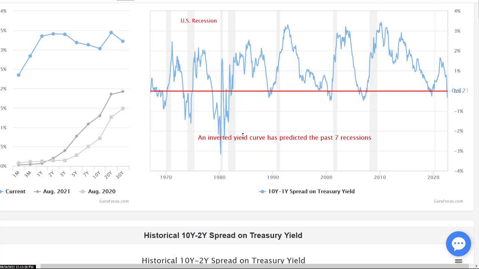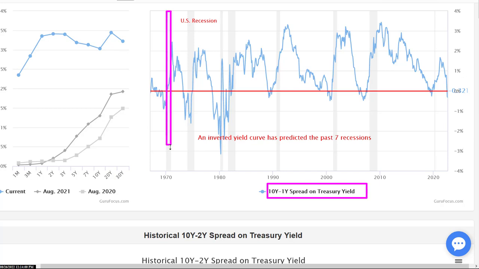And that just shows you when the yield curve inverts. Here's the yield curve: when long-term rates drop below short-term rates. So this one is the spread of the 10-year Treasury bond against the 1-year Treasury bond. And you can see here all these gray areas. If you can't see it, this is GuruFocus, GURUFocus.com. You can go there and find their yield curve. I like to use this site.